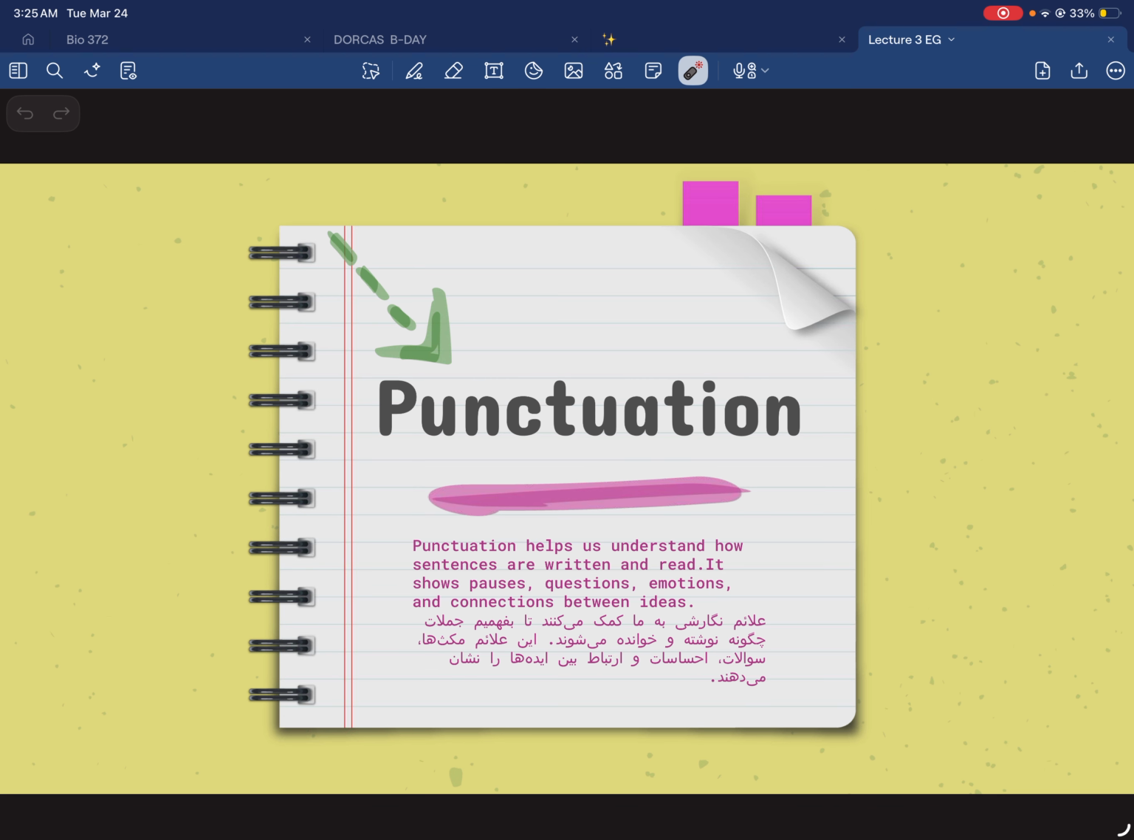All right. So, punctuation helps us understand how sentences are written and read. It shows pauses, questions, emotions, and connections between ideas. So, when I say pauses, I mean period. When I say question, I mean a question mark. When I say emotion, usually it's an exclamation mark. And the connection between ideas is going to be a comma. So, we're kind of getting the general idea.